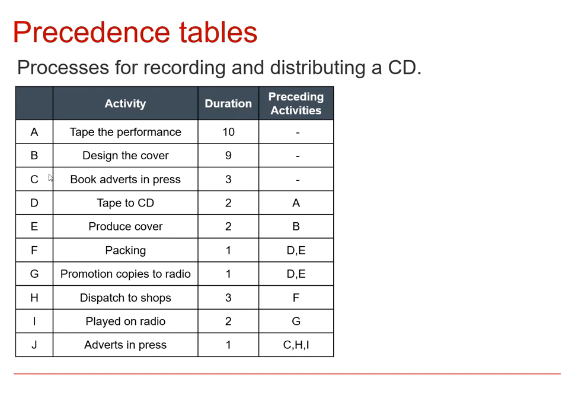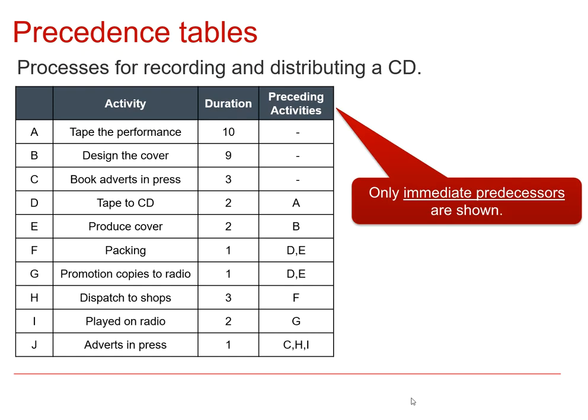Some of these activities, of course, A, B, and C, don't depend on anything else, so they are the things which you could get started on straight away. And an important thing to be aware of is that we only show, and we only need to show actually, the immediate predecessors. So, for example, activity F, packing, the only predecessors which are listed are D and E. But of course, if we look at D and E, they in turn depend on A and B. So really F depends on A, B, D and E, but we don't need to list all of them, because by listing D and E that implies that it also depends on A and B.